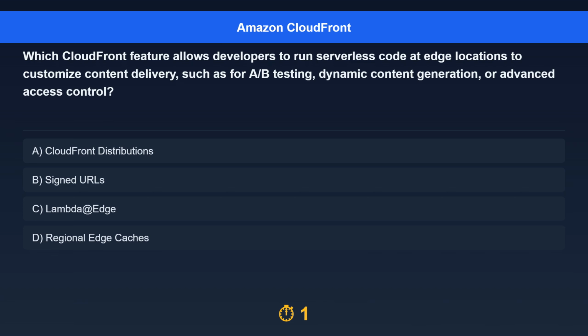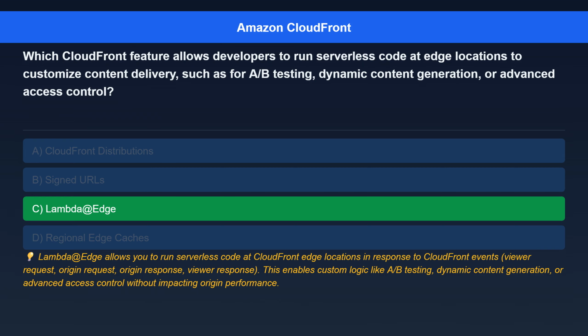The correct answer is Lambda at Edge. Here's the explanation. Lambda at Edge allows you to run serverless code at CloudFront Edge locations in response to CloudFront events: viewer request, origin response, viewer response. This enables custom logic like A/B testing, dynamic content generation, or advanced access control without impacting origin performance.